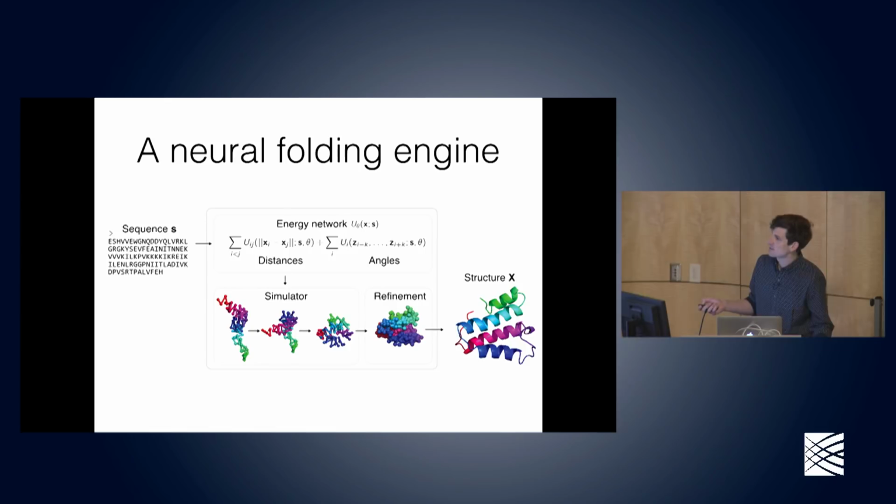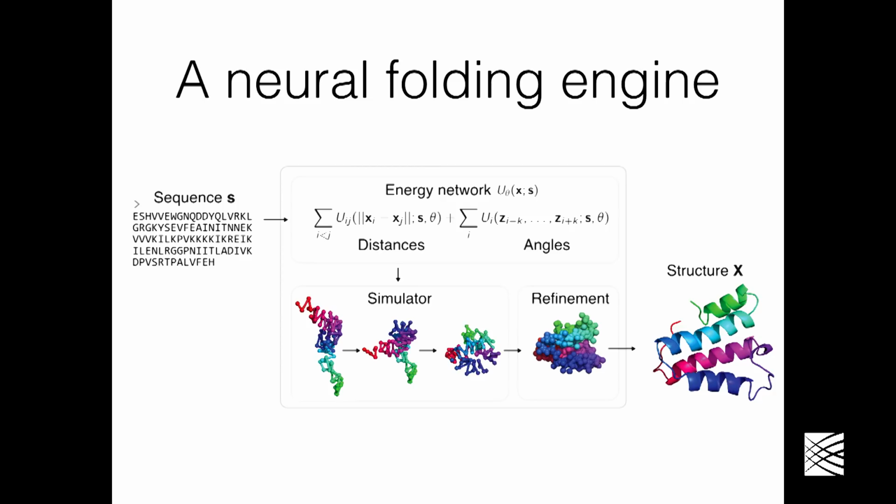And then this energy network interacts with a simulator that attempts to draw a low energy sample from the energy landscape. Something that's important is that this is going to be coarse-grained. I'll mention that in a second. And lastly, this coarse-grained model is turned into an atomic model, and now you have sequence going in and a structure going out. But now let me tell you a little bit about some of the details.